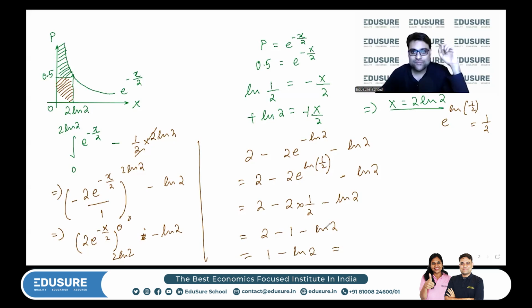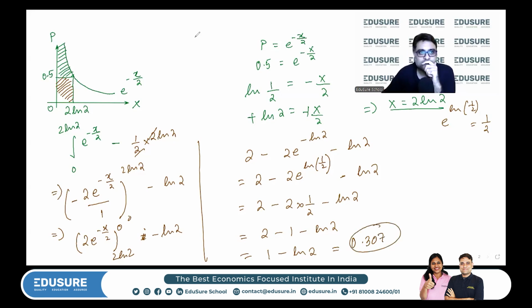E to the power of ln anything is that number. E to the power of ln x is x. Okay. You can take log on both sides and check it. So just calculate it. You will get a log calculator in IIT. So 1 minus ln 2 is 0.306, 0.3068. So 0.307.